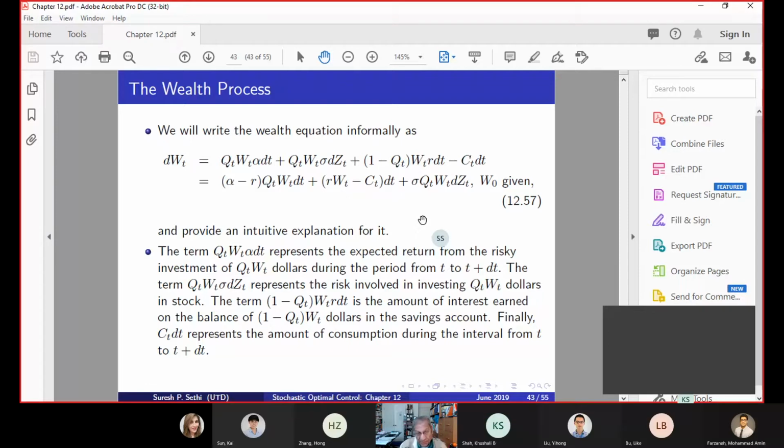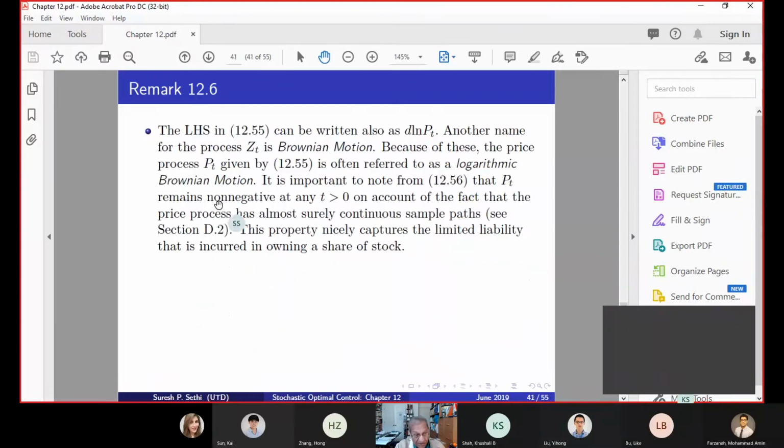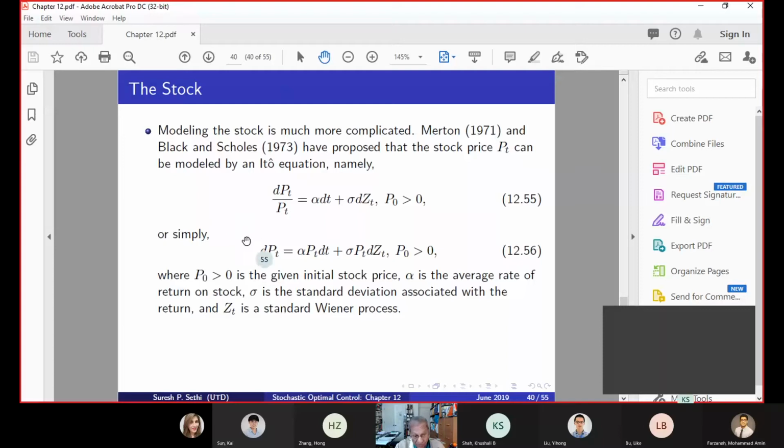So you see, I don't need the PT anymore because I have brought everything down here. Remember, this alpha dt and sigma dZt come from P. I put QT amount in this, so my return from t to t plus dt would be WT times QT, which is the amount of wealth I put in there, times dPT. So that gives you that.